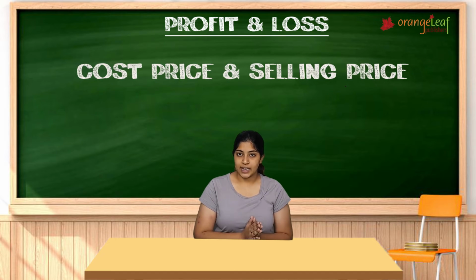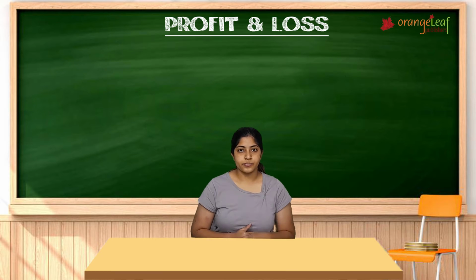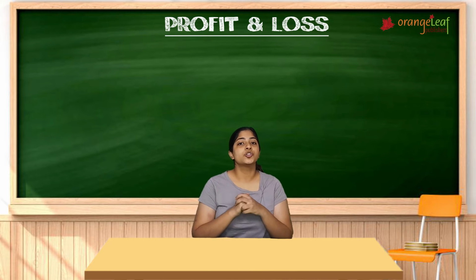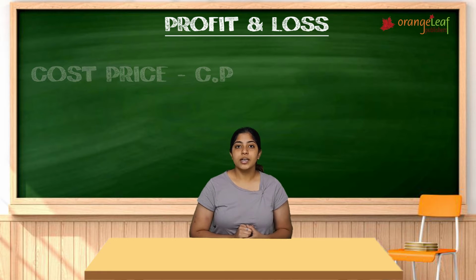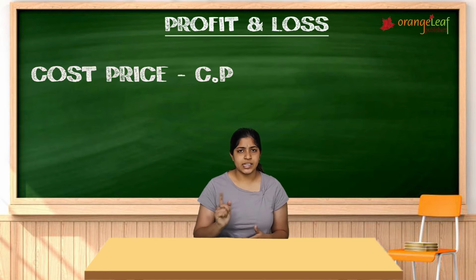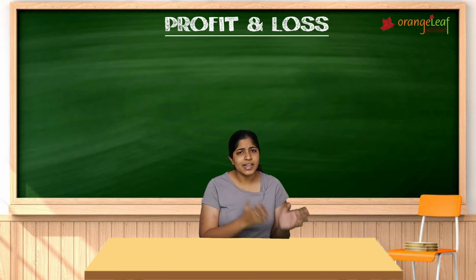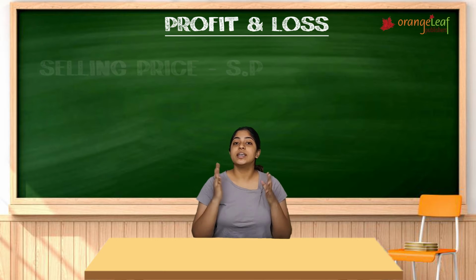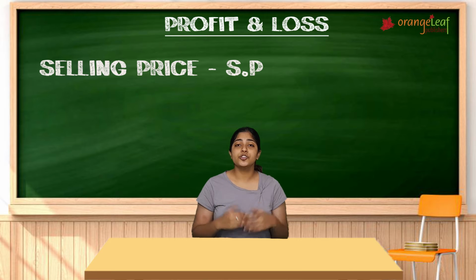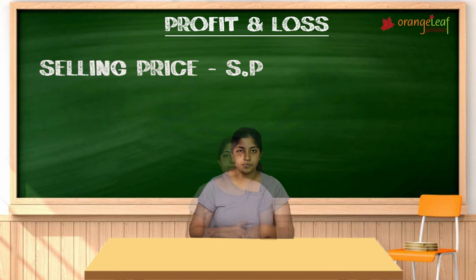Let us understand the meaning of cost price and selling price. The price at which a shopkeeper buys a product is called its cost price. In short, cost price is written as CP. The price at which the shopkeeper sells the product is called its selling price. In short, selling price is written as SP.